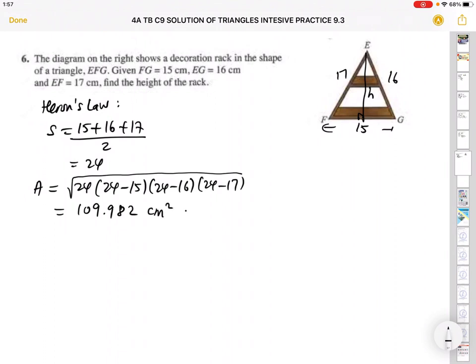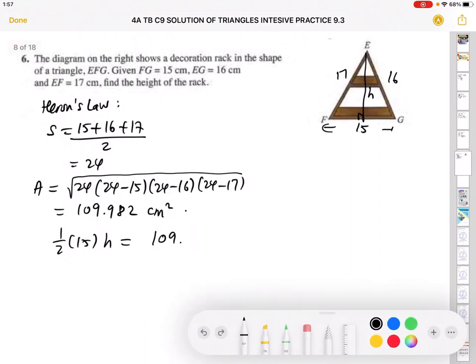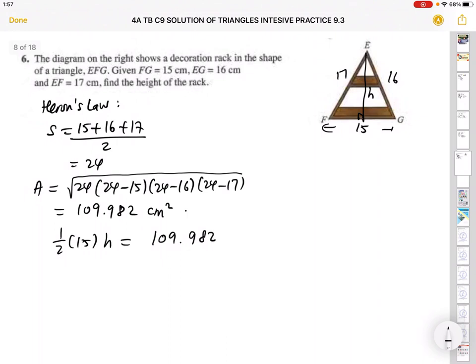Now, then we use half times base times height. Your base is now 15. Your height is now h. Yeah, and the area is the same, 109.982. Okay, use more decimal points if you can, just in case. Otherwise, your answer might be different. You calculate this, and I got my height to be 14.664 cm. Right, this is in cm.